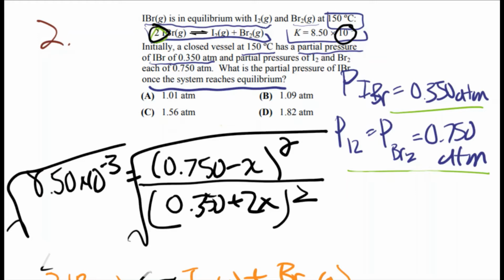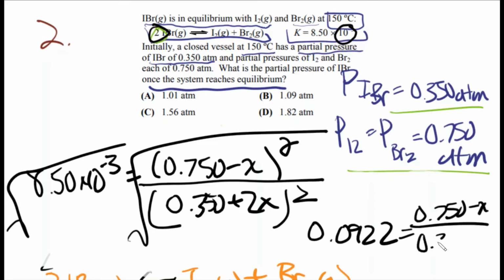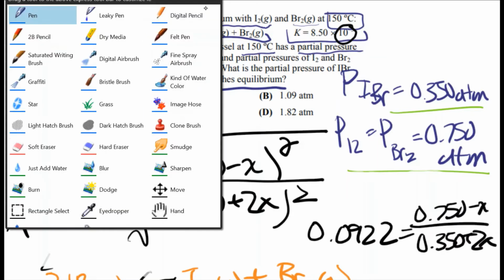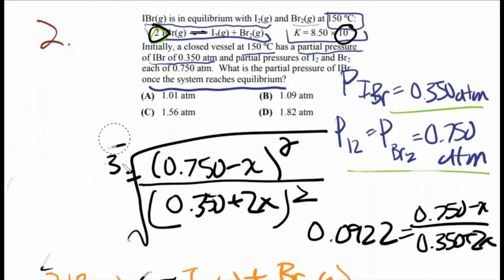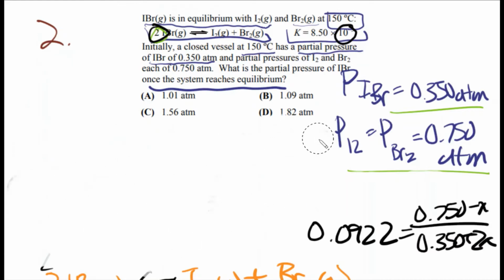So let me do some math. 8.5 times 10 to the negative 3, and you take the square root of that, I get that 0.0922 is equal to 0.750 minus x over 0.350 plus 2x. And let me do some erasing to give me some extra space. So I'm going to erase that, and now let's actually distribute this here by multiplying both sides by this.